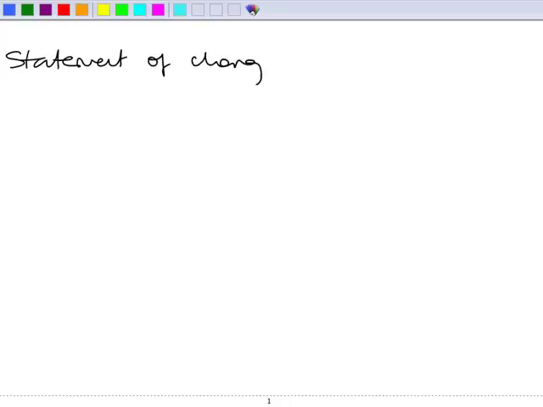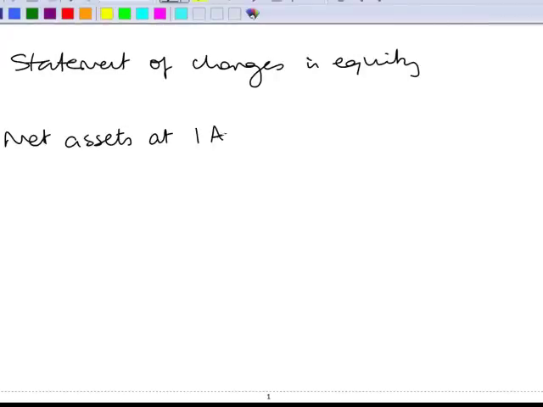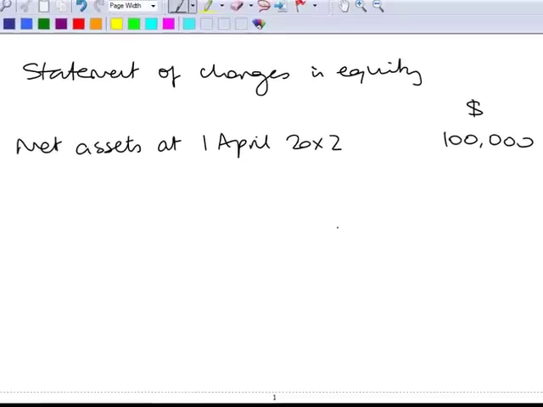So let's make up a quick example of this. We actually have to produce this in a full set of financial statements if we're reporting under IFRS, which is a statement of changes in equity in the period. Now, equity just equals net assets. So equity at the start of the period, I'm just going to call it net assets, at the start of the accounting period. Let's say we have an accounting period that starts on the 1st of April 20x2, and let's say that that business had net assets of 100,000.